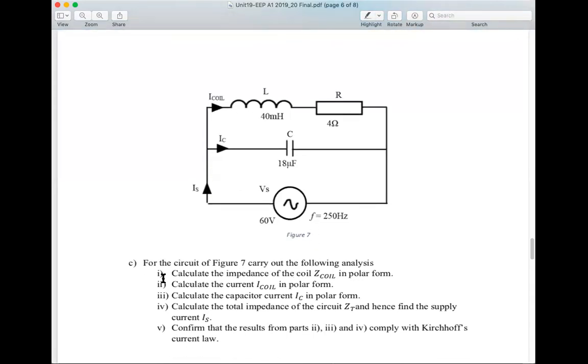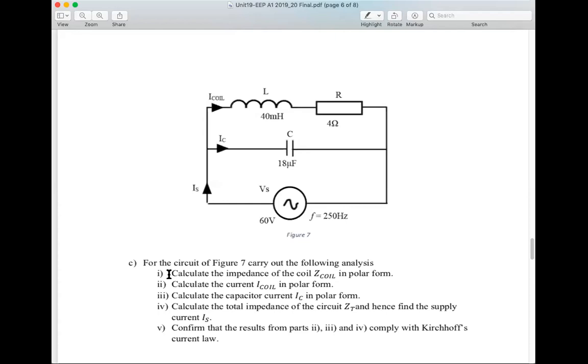So, any particular questions about that, or has nobody attempted that question yet? I haven't attempted it personally. Anybody attempted it? Just hypothetically speaking, on a 60 volt power supply with 250 hertz frequency input and a 40 millihenry inductor with a 4 ohm resistor in parallel with an 18 microfarad capacitor, how would I calculate the current in polar form? Just hypothetically. What's the part 3?